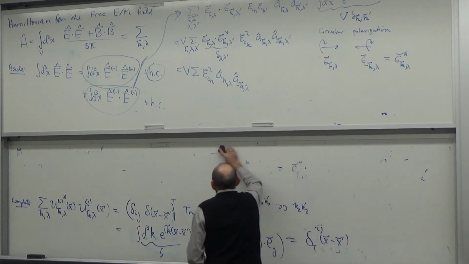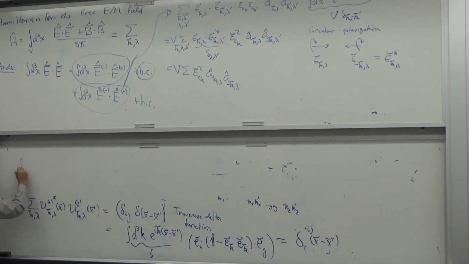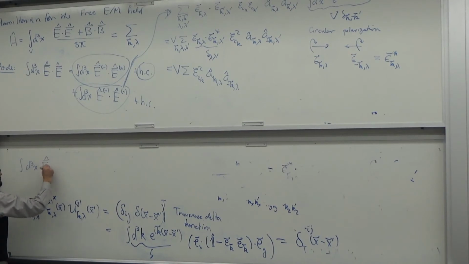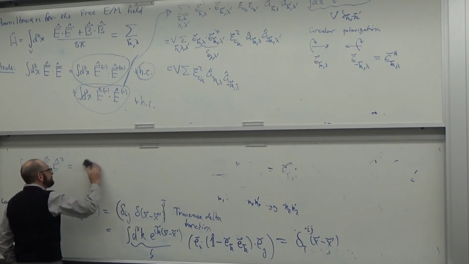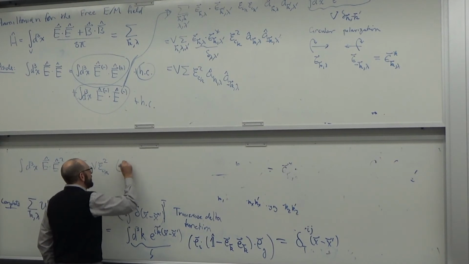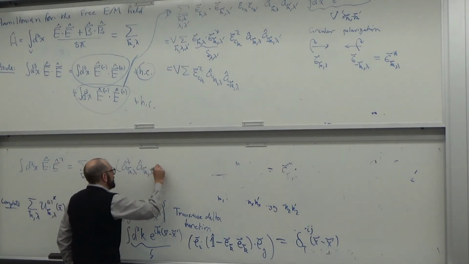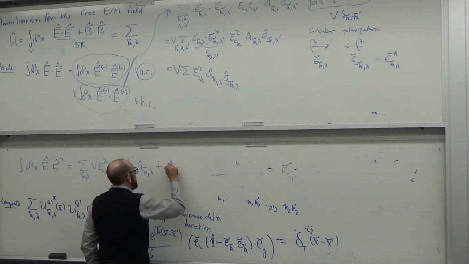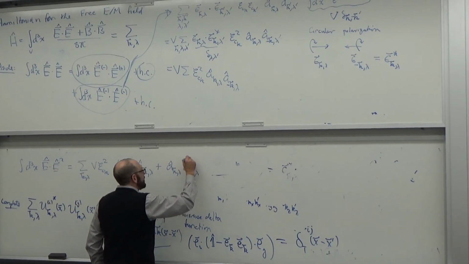What we have is that the integral over the volume of the electric field squared is equal to the sum over the modes, the characteristic scale squared, a_k dagger a_k plus a_k dagger. That will come from the other term that we didn't put in.